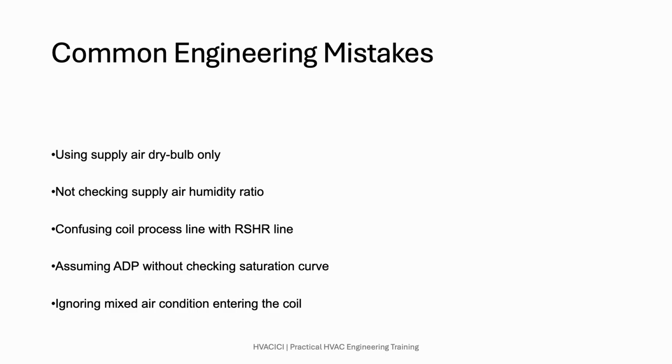Common mistakes include using only supply air dry bulb temperature, ignoring humidity ratio, and confusing the coil process line with the RSHR line. The coil line and room line are related through supply air, but they are not the same process.